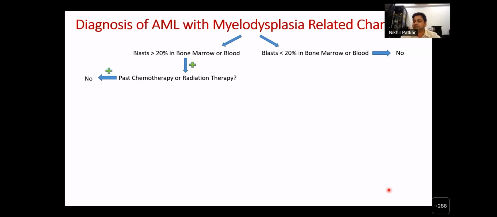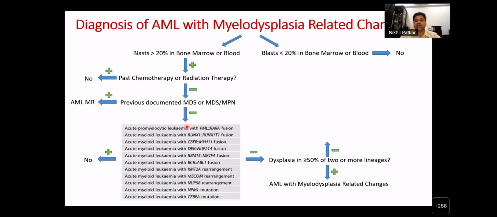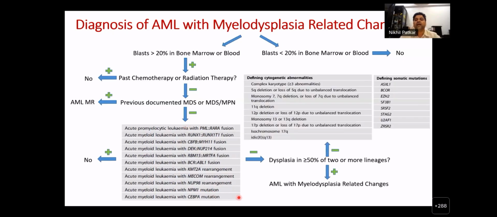This becomes therapy-related AML. If the patient has not received such therapy, does he have previous documented MDS or MDS/MPN? If yes, the diagnosis still becomes AML-MR. If this is not seen, is there any other recurrent genetic abnormality seen in this patient, especially NPM1 mutation or CEBPA or any other rearrangement? If it is there, this is not AML-MR. If it is not there, is there dysplasia in 50% in 2 or more cell lineages? If yes, this could be AML-MR. If no, if there is no dysplasia at all, you look at genetic abnormalities. We will be talking about these in the next lecture.